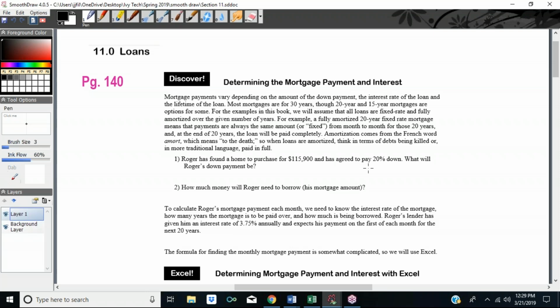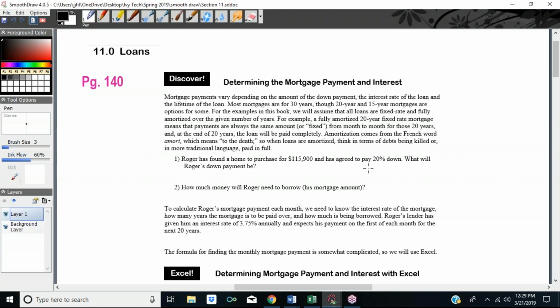So what amortized means is that you pay the same amount every month, and in the beginning, the interest amount that you're paying is higher and the principal is lower, and then towards the end of the loan, you're only paying a little bit of interest, and most of what you're paying is principal, the amount you borrowed. So that's what amortized means. It means you pay the same amount every month, not like the credit card. Okay.